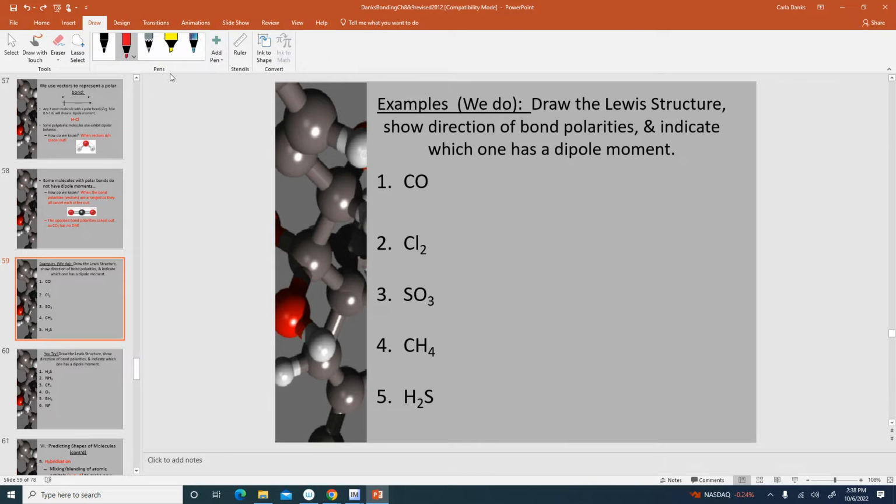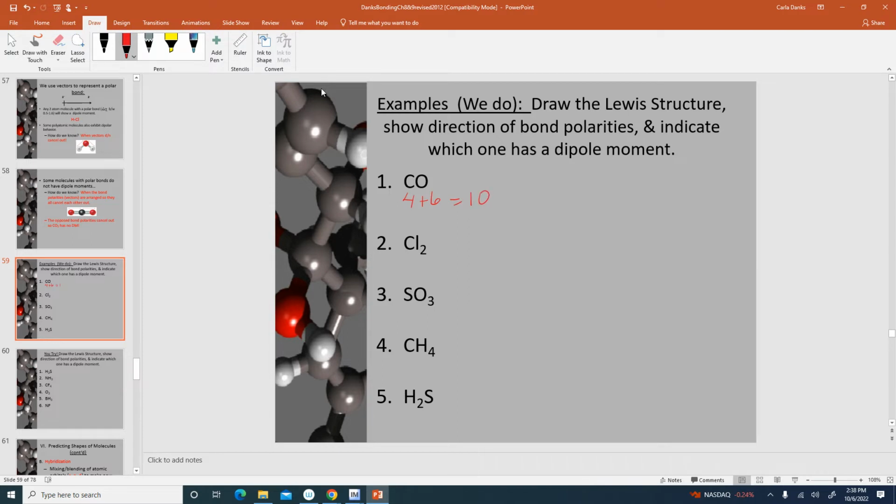Let's look at some examples. If we're going to look at some Lewis structures here, carbon dioxide. So I'm going to go ahead and sketch those out. Carbon dioxide's Lewis structure would, I'm sorry, I jumped the gun on that. Let me change that. This is carbon monoxide, so let me go back.